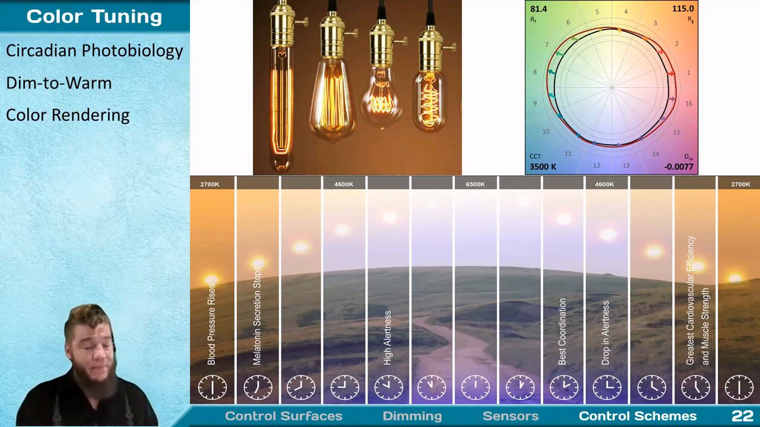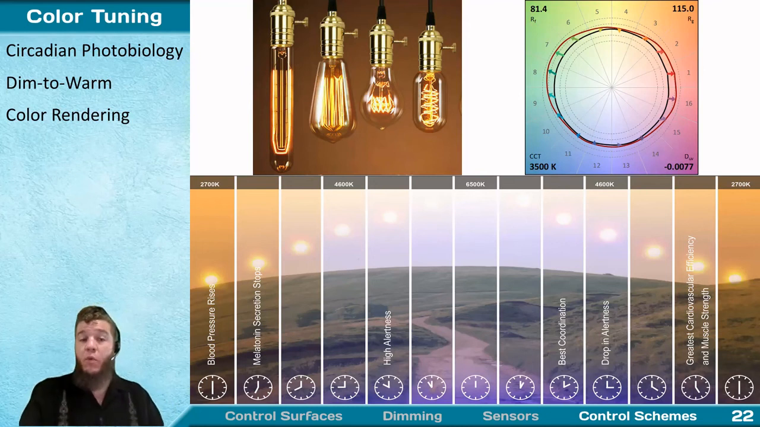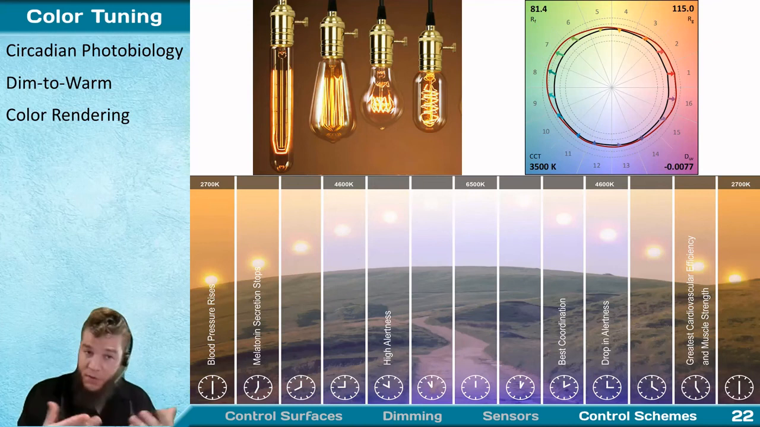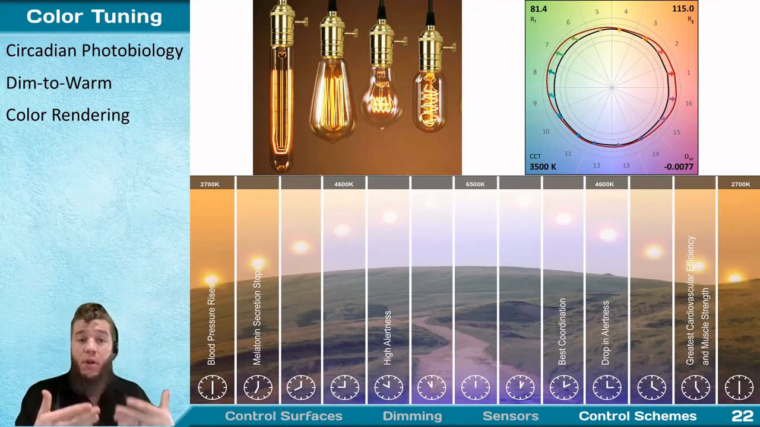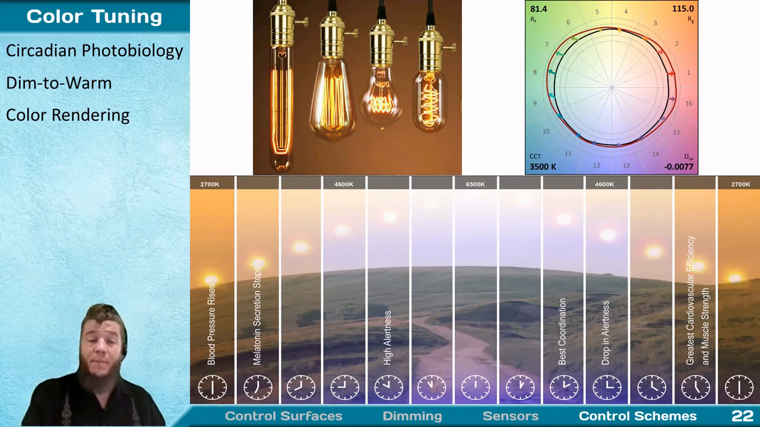And then finally, the last aspect of this would be manipulating your color rendering. If you have a multi-channel system, which is going to require more than just dual white, you can tailor your gamut for specific visual experiences. So you can have highly engineered gamuts that create highly specific light to enrich the visual environment.